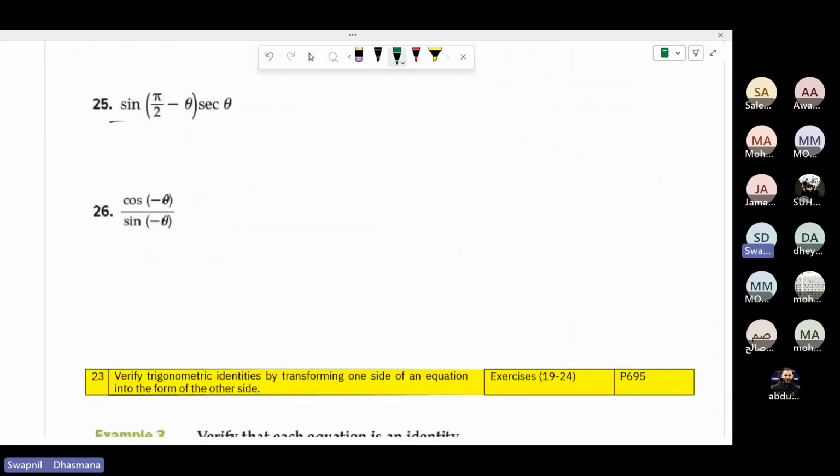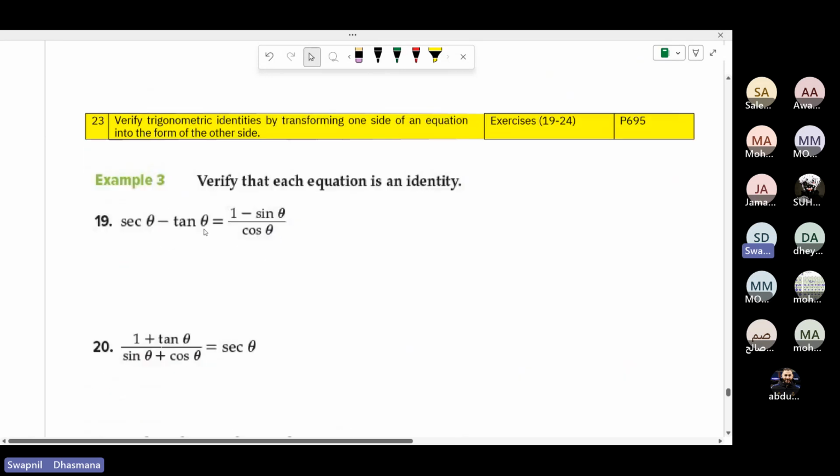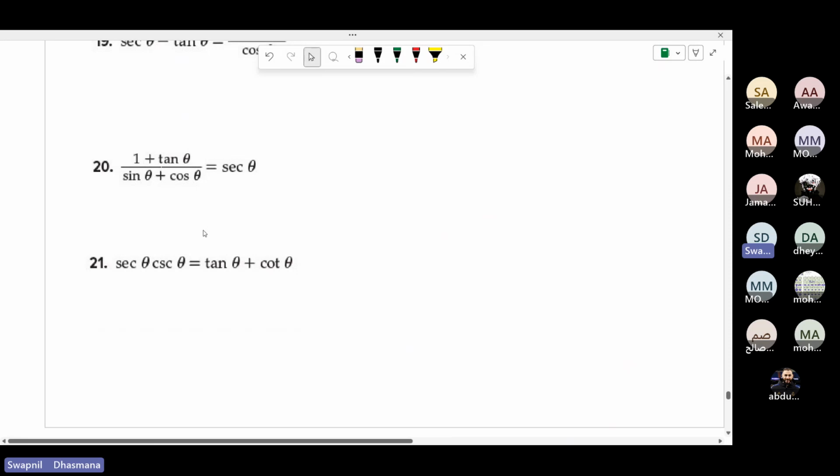So first you need to see the rule and use the rule. Like this is sine of pi by 2 minus theta, this will change to cosine. Sec theta from the rule will change to this. Cancel, one. So all these questions will need such things. Now something like proof.